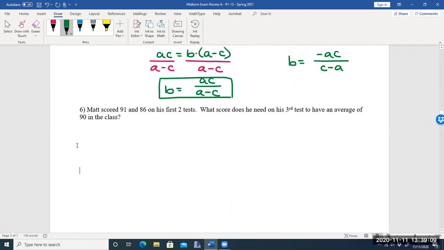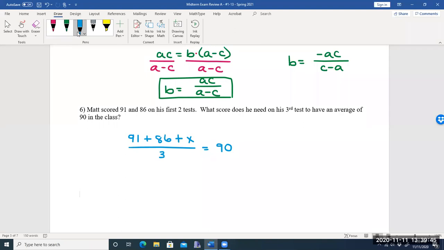Okay, number 6. This one is a problem about an average. And to find an average, we add up the observations and we divide by how many there are. Now for this one, we're missing one. We want to figure out what score he needs on test 3 in order to have an average of 90 in the class. So we're given test 1 was a 91, test 2 was an 86, test 3 we don't know, it's a missing observation.